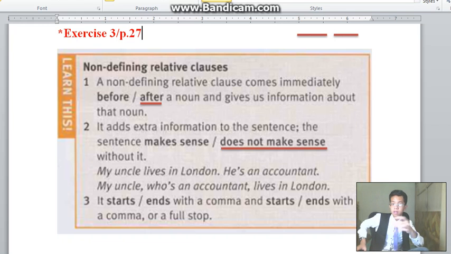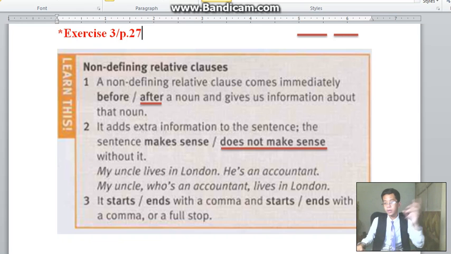So who's an accountant, that is the extra information we could know about the noun, here my uncle. So my uncle, who is an accountant, lives in London. So we could know whose uncle it is. My uncle lives in London. Finish the sentence. He is an accountant. Finish another sentence. So we put in who is an accountant so that we could describe the job of the person. Okay, we know who it is. It makes the sentence clearer.